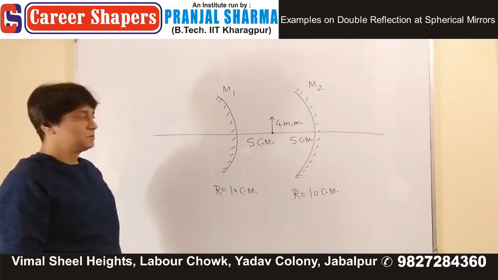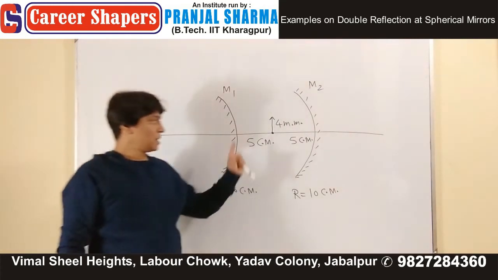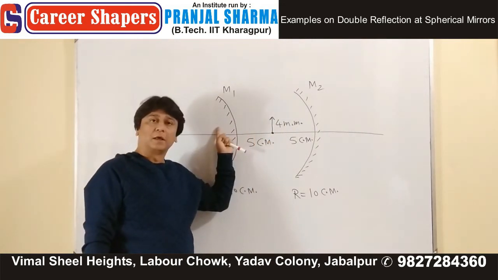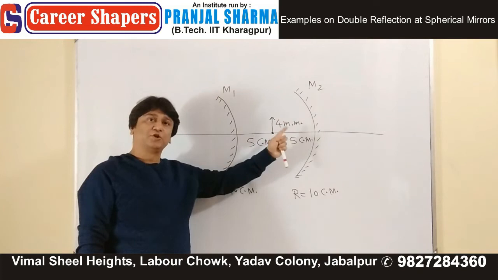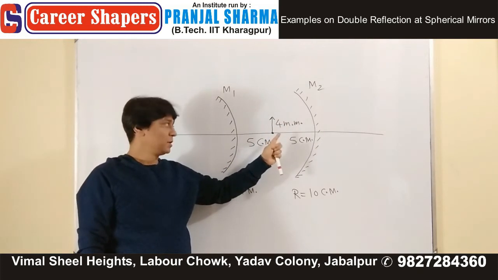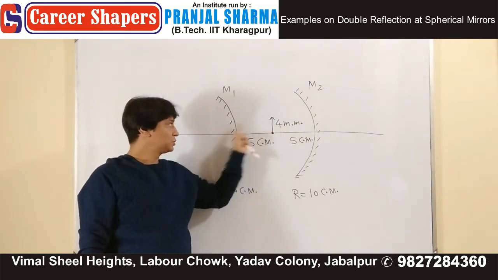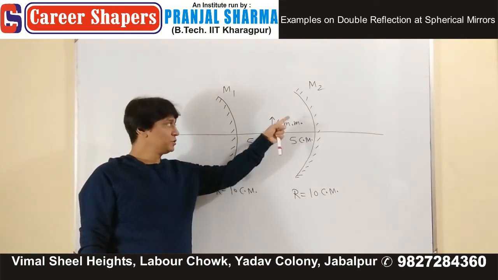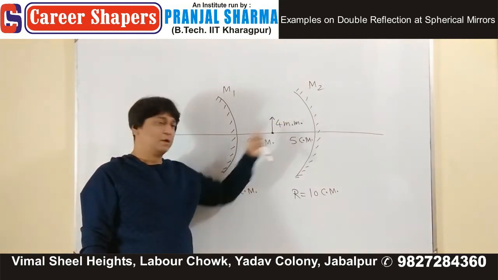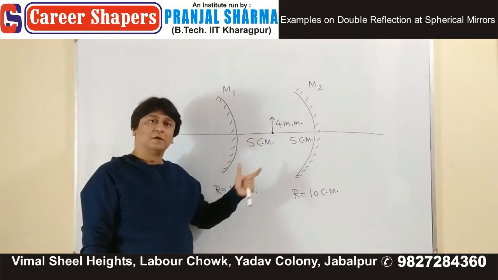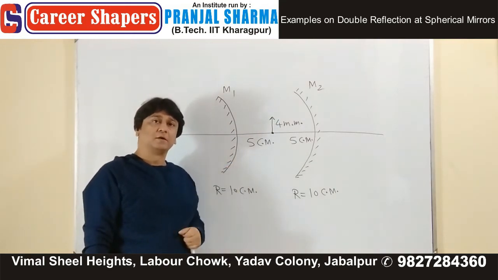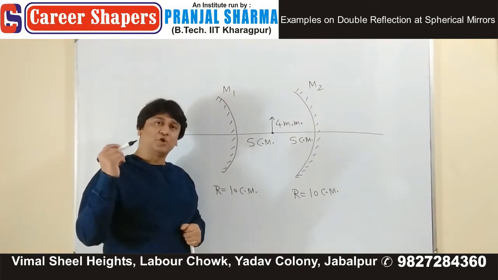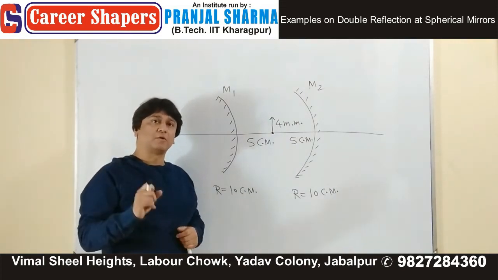The question is, first reflection from M1, second reflection from M2. Light falls on M1 and then is reflected and falls on M2. After that, the image you get, you need to provide each and every information about that image.